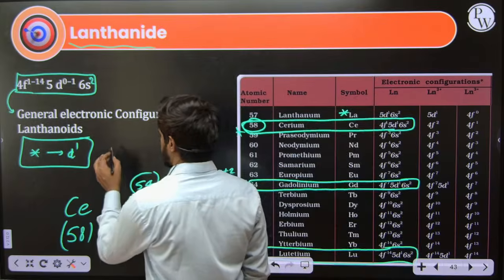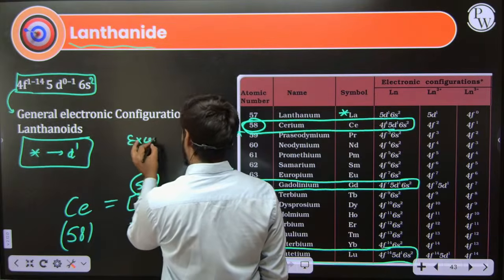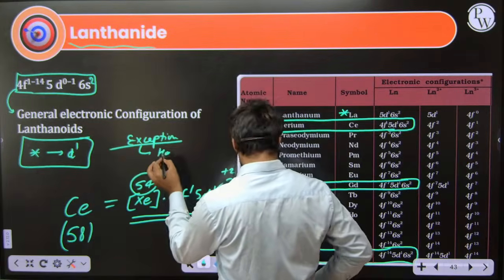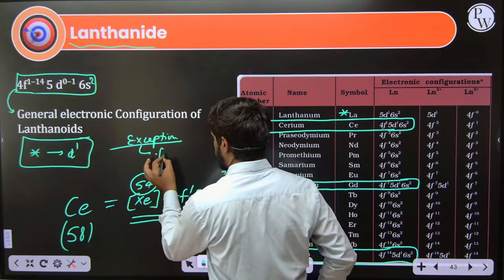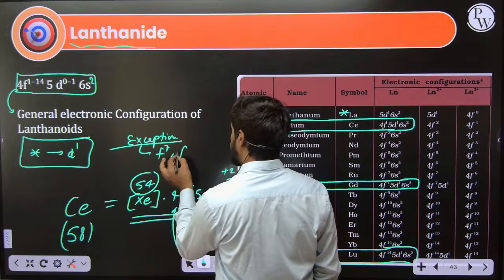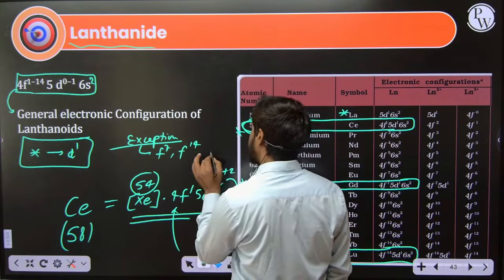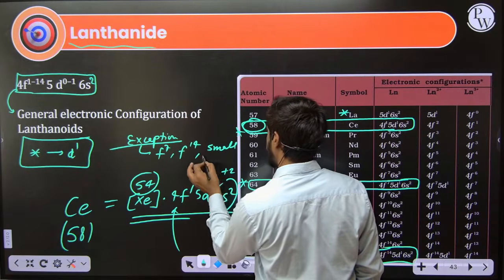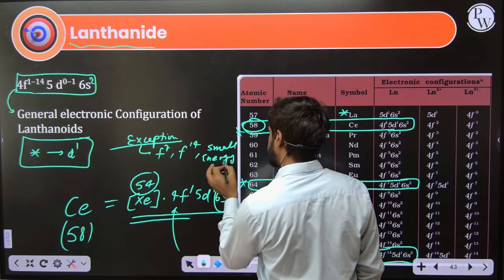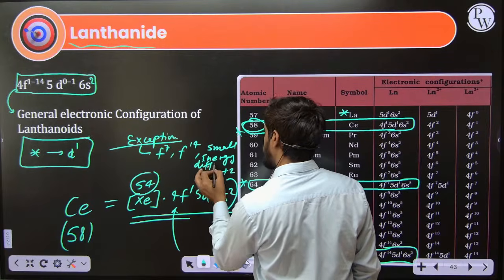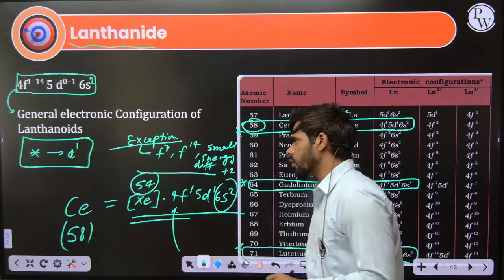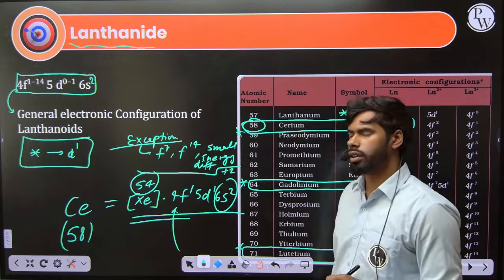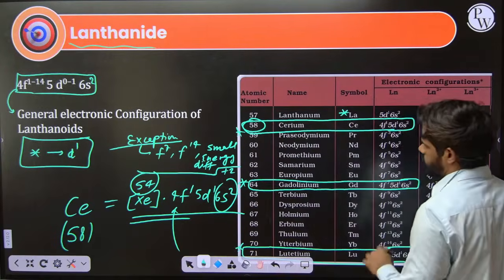So what is the exception? What is the reason? First, it is half filled. Half filled means one orbital, it is d7. Fully filled, that is f14. Another thing is a small energy difference. So these are the 3 reasons. That's why the configuration is not always regular. So these 3 elements we can remember.